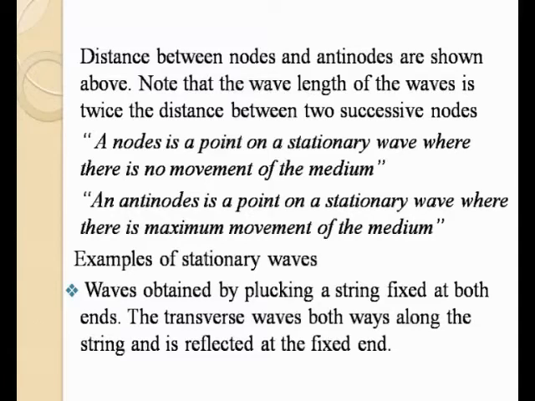Do you understand? Now, a node is a point on the stationary wave where there is no movement of the what? Medium. An antinode is a point in the stationary wave where there is a maximum displacement of the what? Maximum movement of the medium.